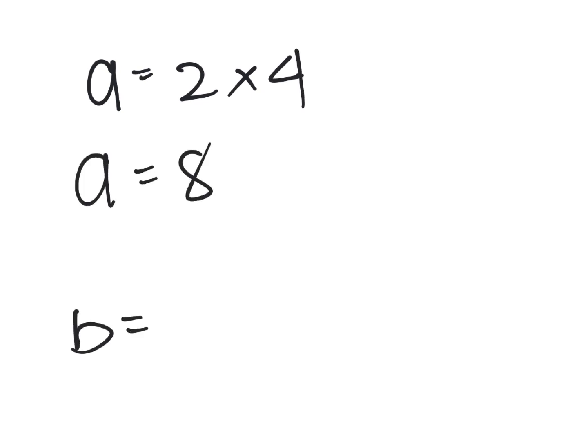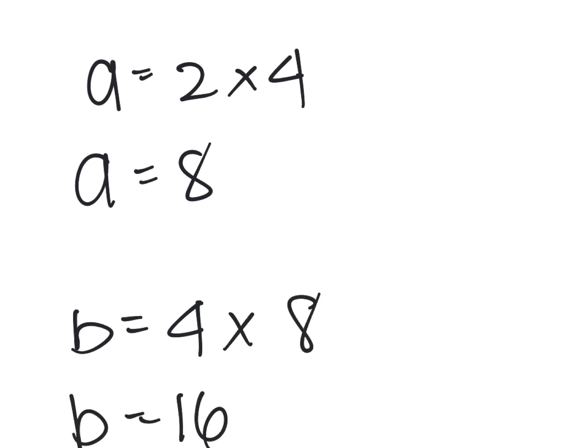For the second area, I labeled B. When you look at the triangle, it goes 4 meters to the x-axis, or t, and 8 meters up, because we're starting from the point 2. So 4 times 8 equals 16, and that is the second area.